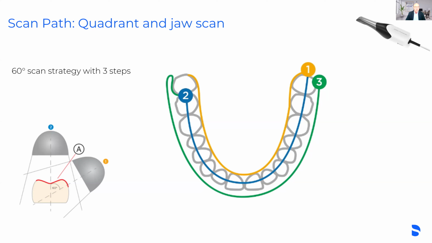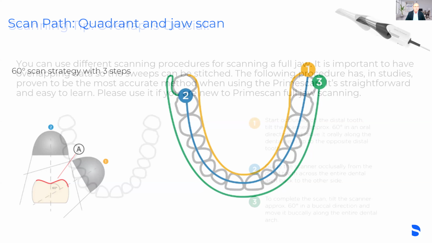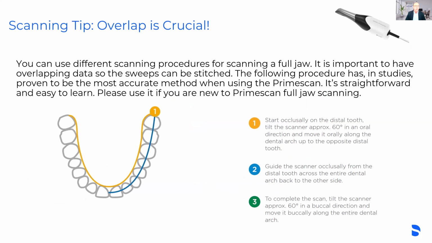And you can see in the little image down there on the left that you don't have to be on the tooth structure. It does have a 20 millimeter scan depth, so you can give yourself a little bit of space and it will still be able to accurately capture all the anatomy that's required. And overlap is crucial. That's going to really help with the stitching.